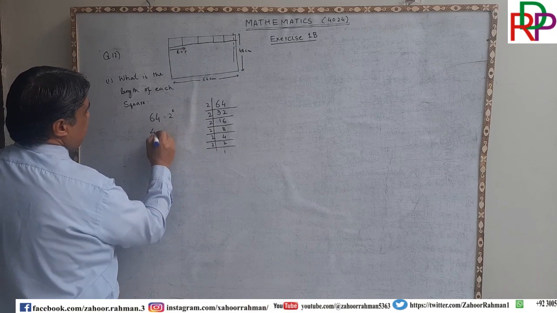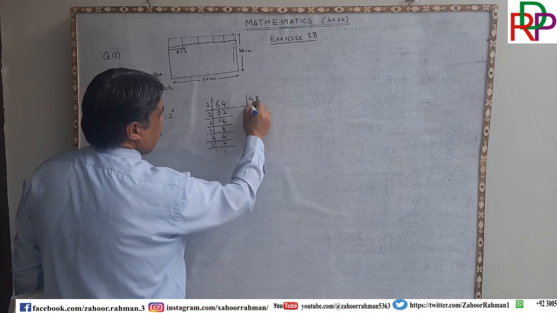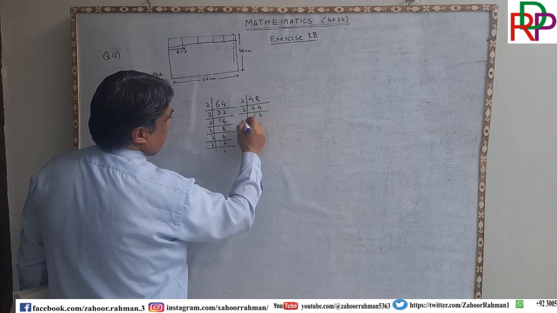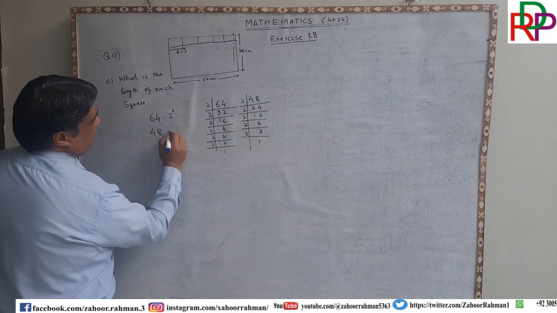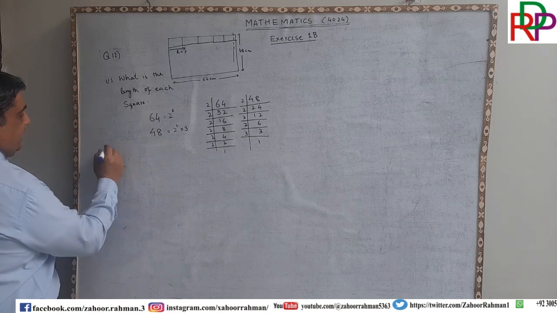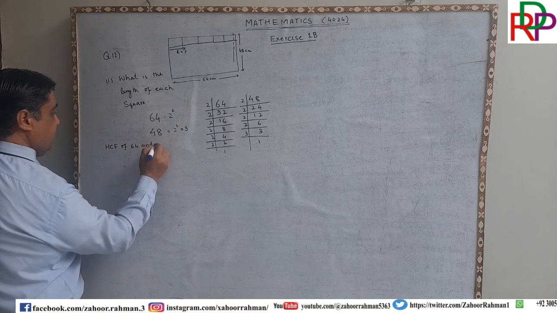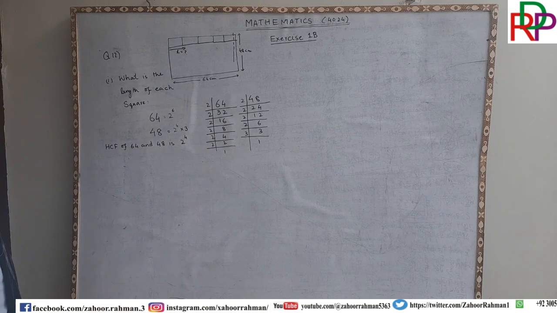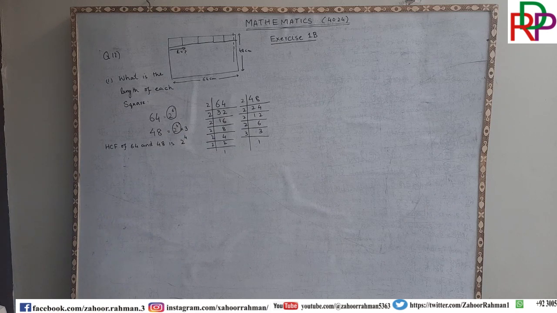Now we have to find the factorization of 48, and let's do it. 48 is divisible by 2, 2 2s are 4, 2 4s are 8, 2 6s are 12, 2 3s are 6, and then 3 1s are 3. So it means 2 raised to the power 4 into 3. Now HCF of 64 and 48 is 2 raised to the power 4, because 2 raised to the power 4 is in both.